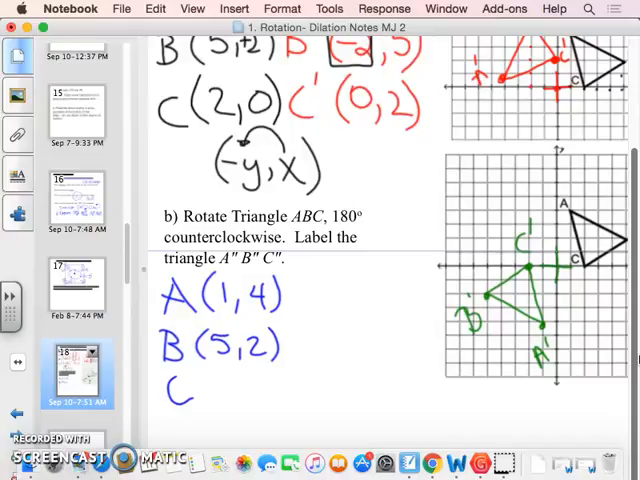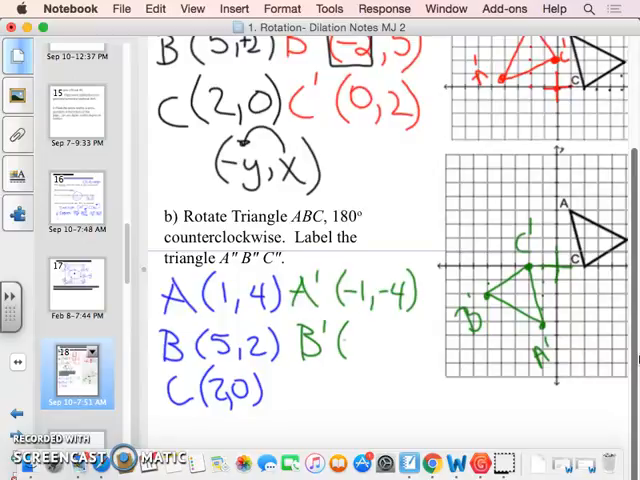And C was at 2, 0. And what I notice is that my new coordinates for A have now gone to -1, -4. B has now gone to -5, -2. And C is at -2, 0.